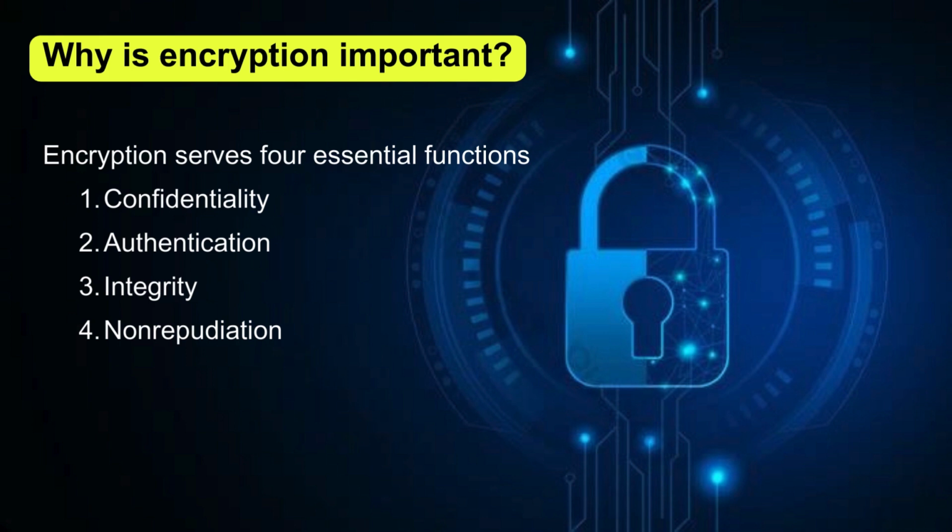And the second function is authentication. This is the function of encryption that verifies the origin of the data that has been encrypted. In other words, encryption guarantees to the receiver that the origin of the data is actually the sender that the data says it originated from.